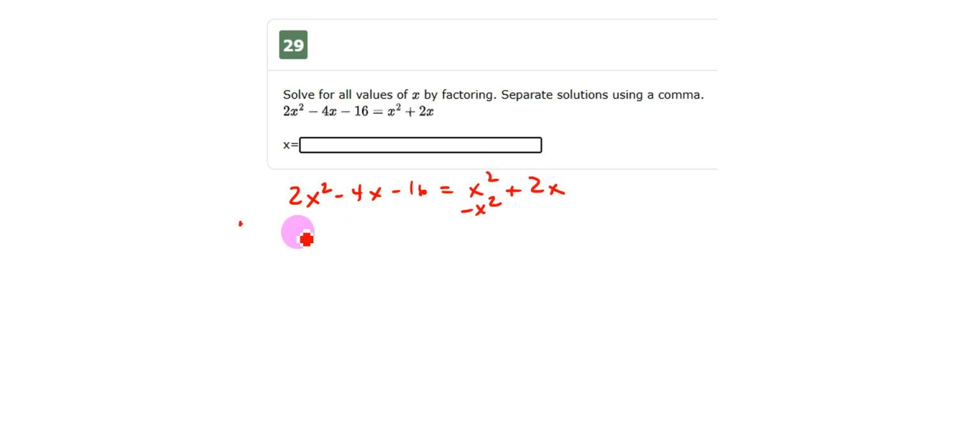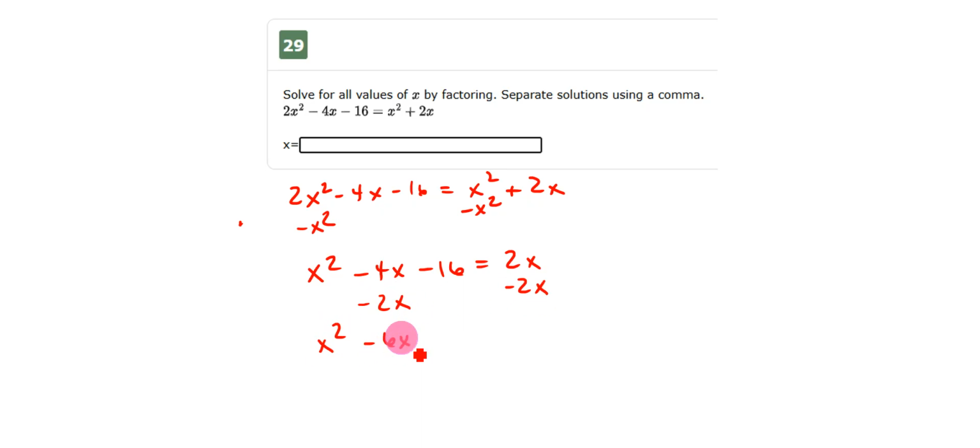Subtract the x squared. Get x squared minus 4x minus 16 equals 2x. Subtract 2x. X squared minus 6x minus 16 equals 0.